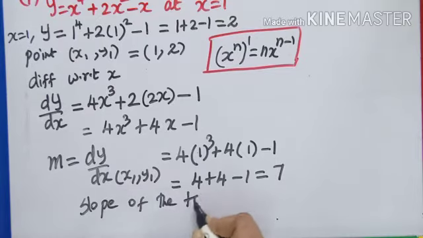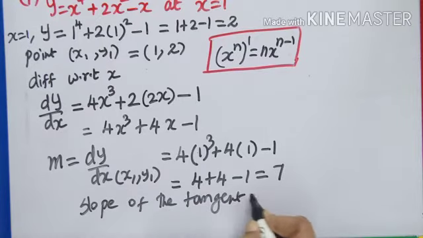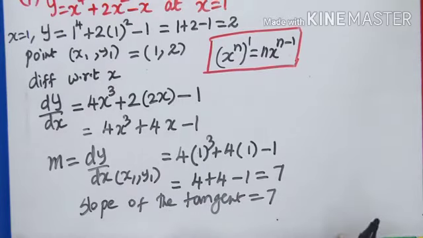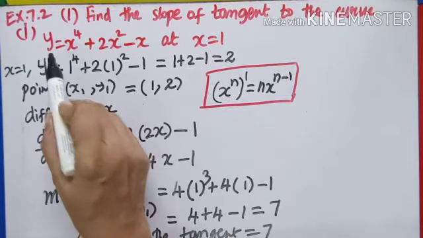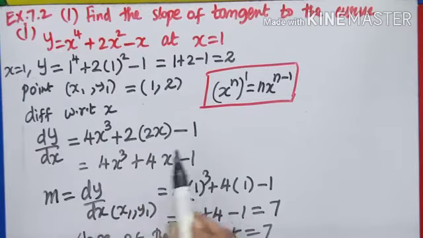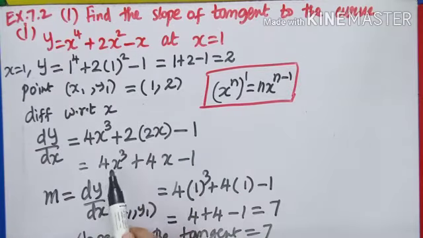So, it's a very simple procedure. Given x value, you find out y and find out the point. Whatever is the equation given, differentiate. Wherever x and y are coming, substitute the point. So, dy by dx at x1, y1 is called slope of the tangent.